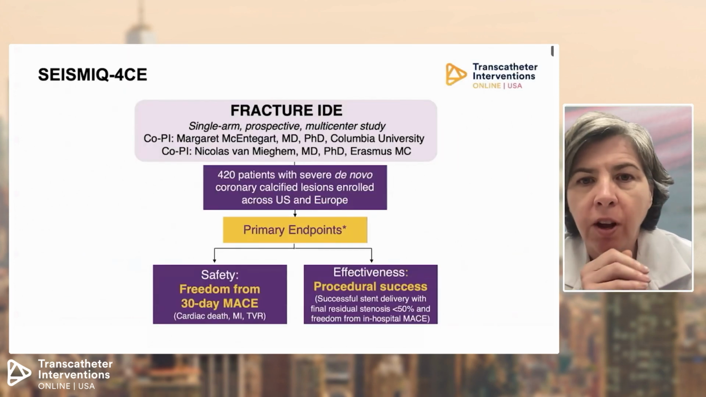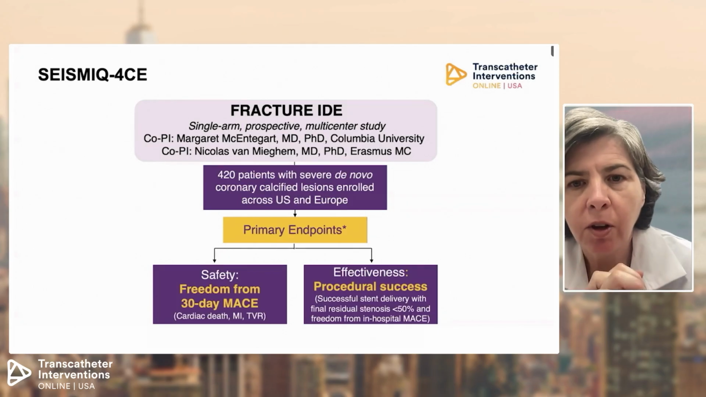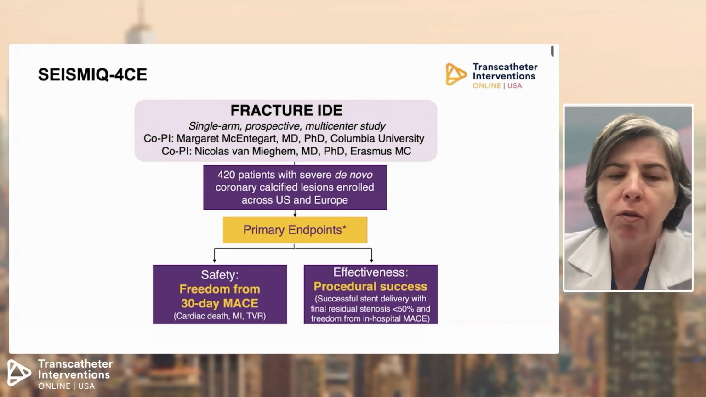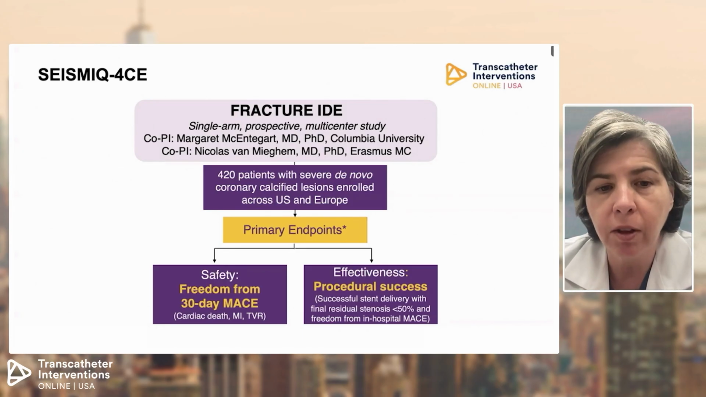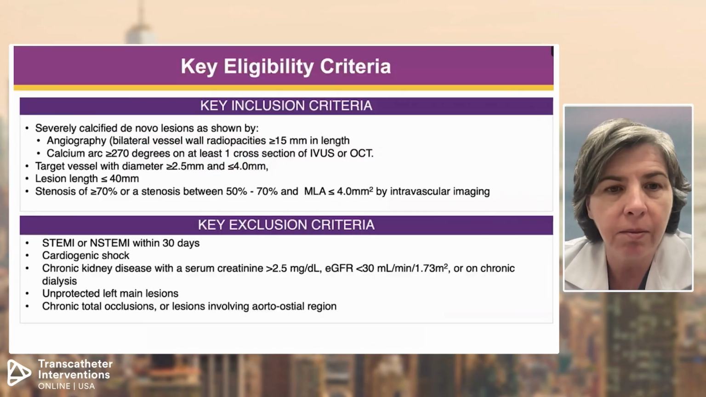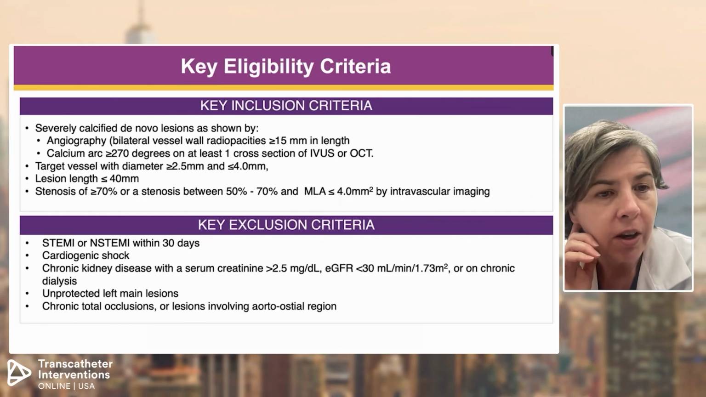In the Fracture IDE trial that was presented recently, there were 420 patients with severe de novo calcified coronary lesions enrolled across the USA and Europe. There were co-primary endpoints: safety, freedom from 30-day MACE, and effectiveness, procedural success. The key inclusion and exclusion criteria are given here.